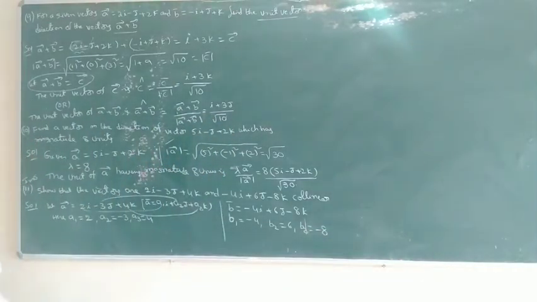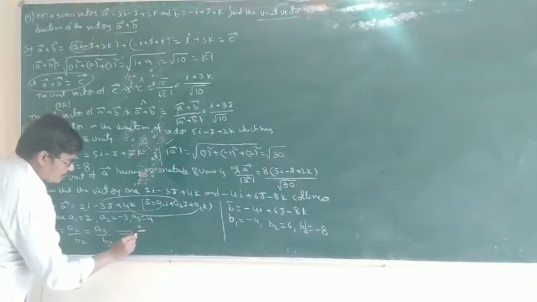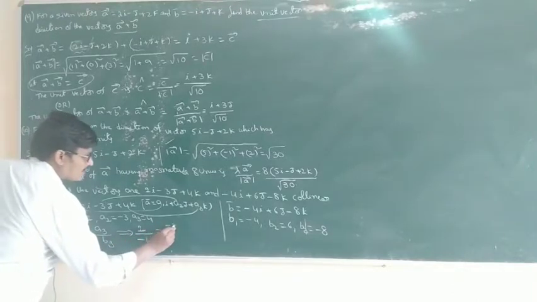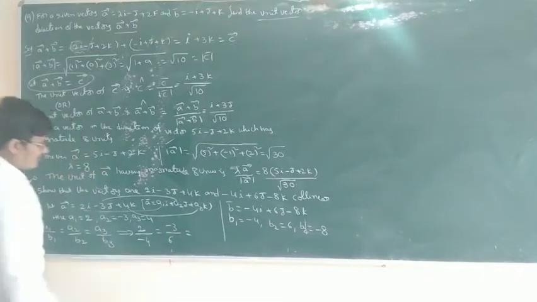What is the formula for two vectors being collinear or parallel? The formula is a1 by b1 equal to a2 by b2 equal to a3 by b3. If the three values are equal, it means the two vectors are collinear or parallel. Okay, so a1 by b1 is 2 by minus 4, equal to a2 by b2, minus 3 by 6, equal to 4 by minus 8.